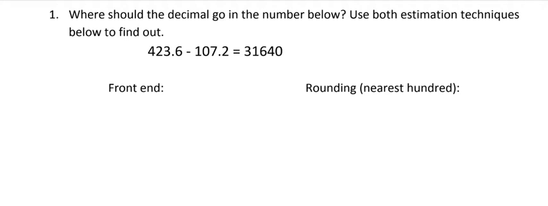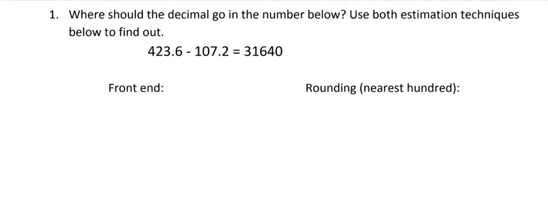423.6 minus 107.2 is equal to 31640, and we're trying to estimate where that decimal place is going to go. So we know that's the number, we just don't know if the decimal place is in between the 3 and the 1, the 6 and the 4, the 4 and the 0, who knows? So we're going to use our estimation to find out.